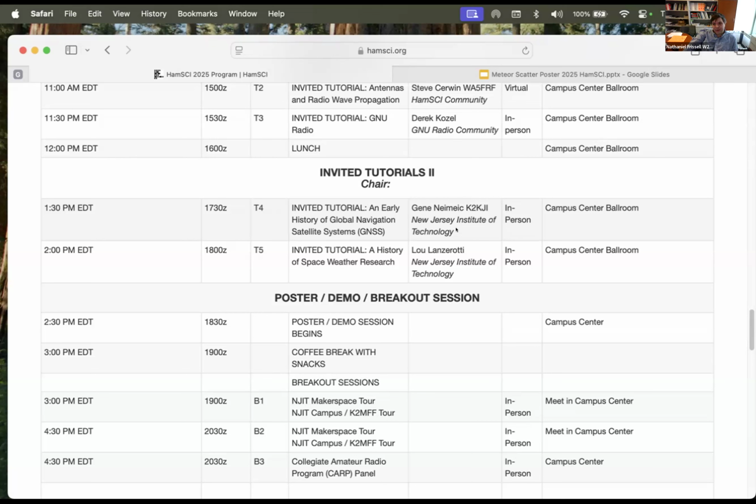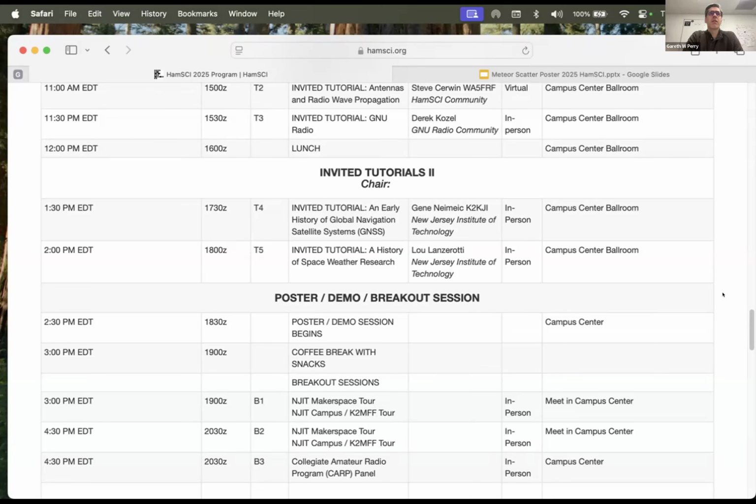GPS. And many of you know Gene also, even if you are not from New Jersey, you may have seen him at Hamvention for many years. So he's quite well known in the ham radio community as well. And he's also an alumnus of NJIT. And Gareth, would you like to talk about Lou?